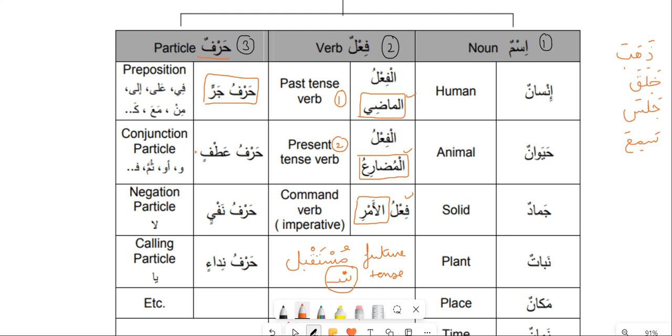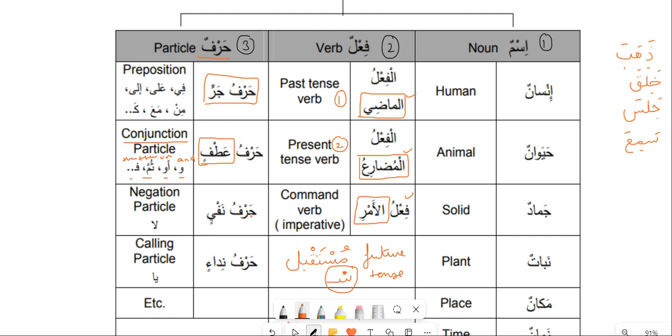And what is the work of a preposition? We will learn in Arabic level 1. Conjunction, the joining particles, is known as harf atf. That's wa, aw, thumma, fa. Wa is and, aw is or, thumma is then, fa is also then. Now these two mean then, but they come with different types of sentences. Okay, we will do that in detail later on.